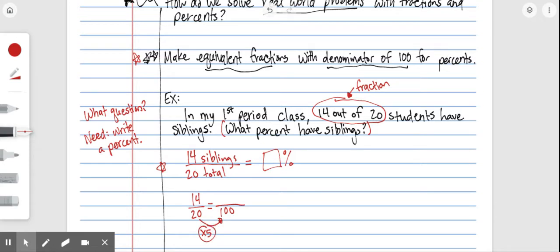That's 5 groups. Which means I need to take 14 and multiply it also by 5. So over on the left, I'm going to do 14 times 5. 5 times 4 is 20, carry the 2. 5 times 1 is 5, plus 2 is 7. So this is 70 out of 100. Which means what percent of my students have siblings? 70% have siblings. Done. Cool.